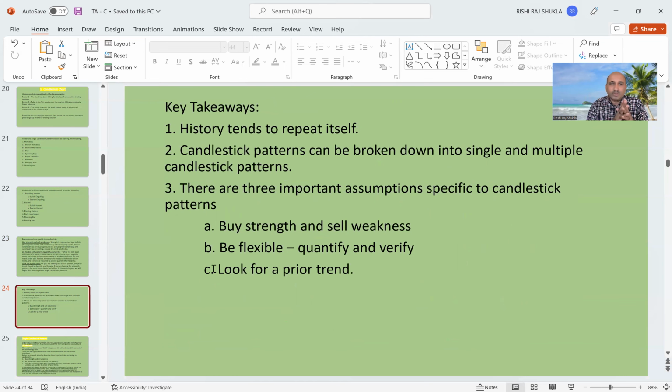So what are the key takeaways from this small discussion? History tends to repeat itself. Candlestick patterns can be broken down into single and multiple candlestick patterns. Under multiple candlesticks, there are two-candlestick formations and three-candlestick formations. Another takeaway is that there are three important assumptions specific to candlestick patterns: buy strength and sell weakness, be flexible, quantify and verify, and look for a prior trend. In our next session, we will discuss the first one, the Marubozu pattern, in great detail with examples, and definitely we will learn something good there.